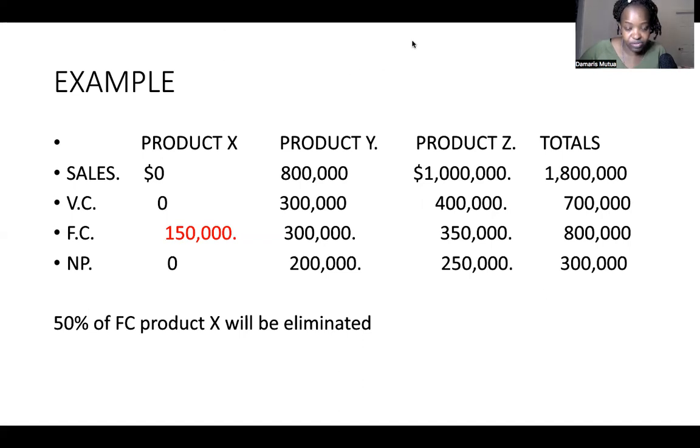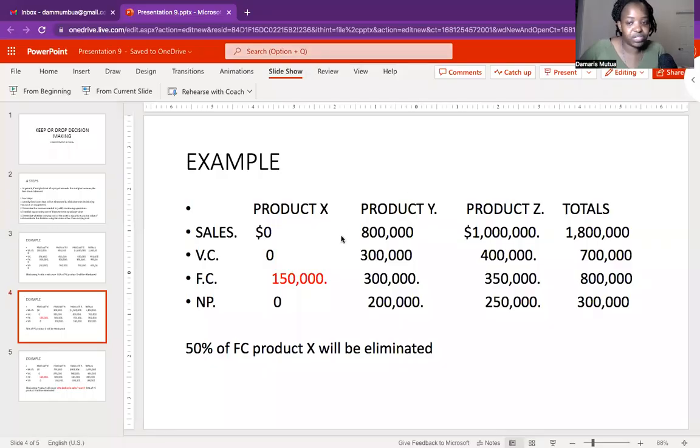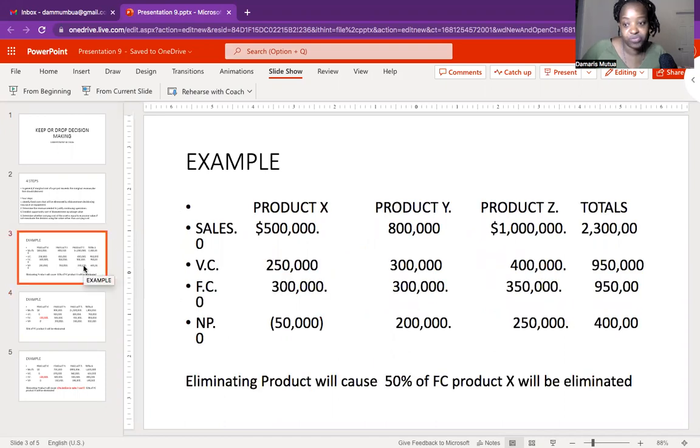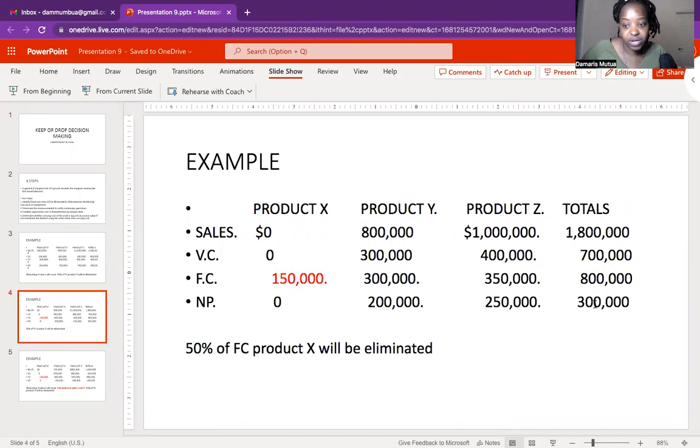If we eliminate product X, our total net profit is 300,000. With the 3 products, before eliminating product X, the organization's total net profit was 400,000. So by eliminating product X as an organization, our net profit is gonna go down by $100,000. So we are worse off as an organization by eliminating product X.